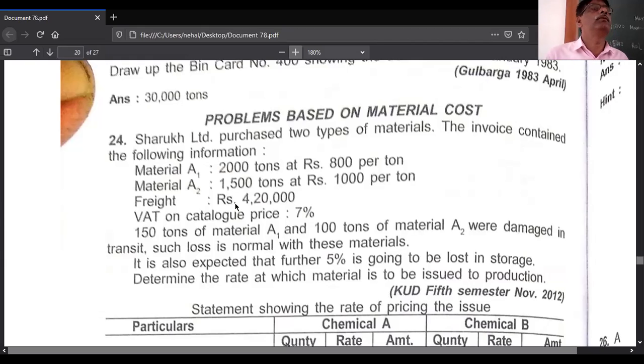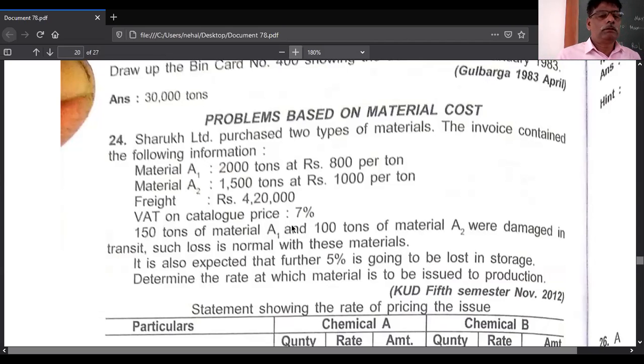4:3, you have to distribute the common expense, that is 4,20,000. 4,20,000 is to be distributed in the ratio of 4:3. Then what is the share of the first one? 4,20,000 into 4/7. I think it is 2,40,000 and 1,80,000. That is the common expense.